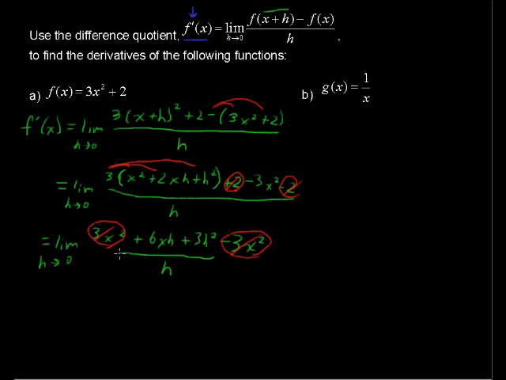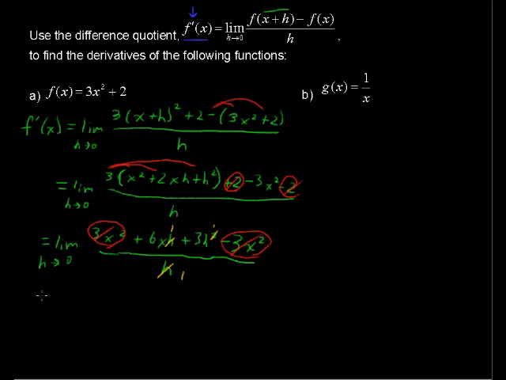Now, let's simplify this. We can knock an h out of the denominator because we've got every term that's left here has an h in it. So let's divide out an h. You could factor out an h and then cancel it out. That's one way to look at it. But in any event, you've got 6x.